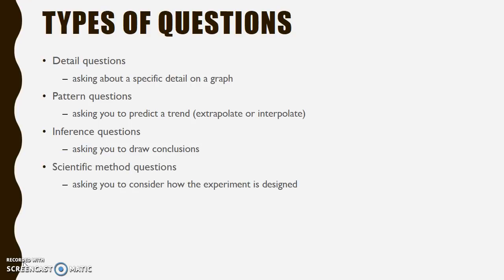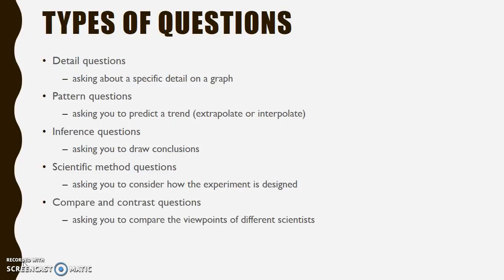Scientific method questions will ask you to consider the experiment itself and its design. Remember that there are only 1 to 3 scientific method questions on the entire test. The 5th and final type of question is the compare and contrast questions, but you will not see any of these in this type of passage because this is not a conflicting viewpoints passage.